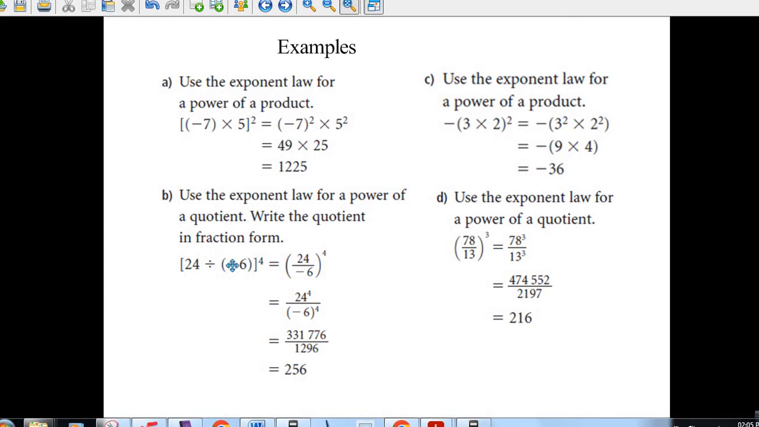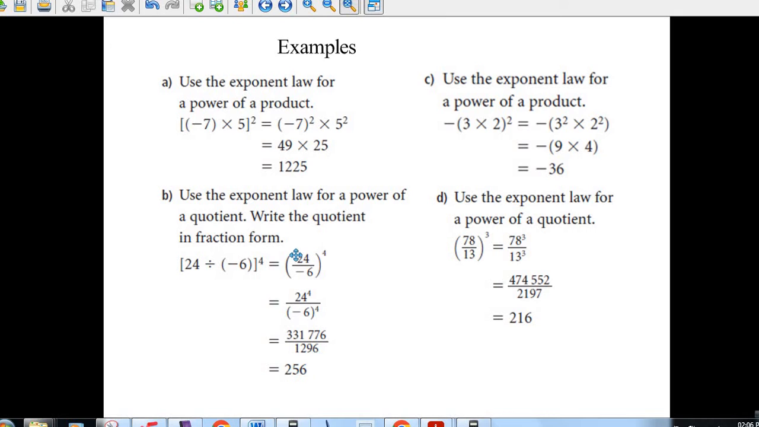Well, 24 divided by minus 6, all to the fourth power. Well, that's a quotient, and both of them are put to the fourth power. Now you could write it like that. Then you would just have to get your calculator, go 24 to the fourth power over minus 6 in brackets. Make sure you use a bracket or your calculator will think you're doing something else. And it'll give you positive 1296, and you divide it, and you get 256.